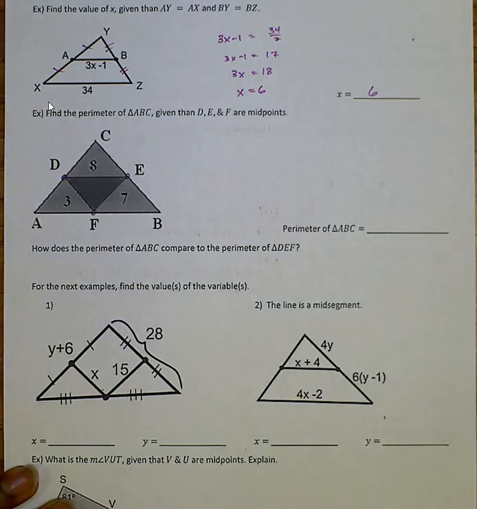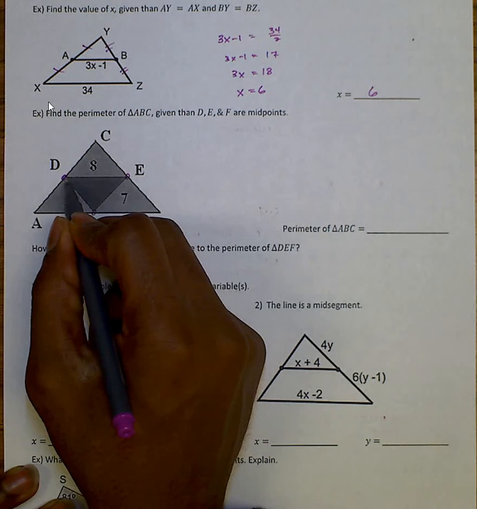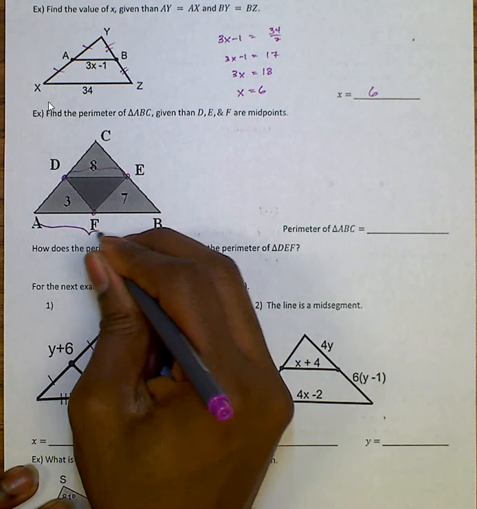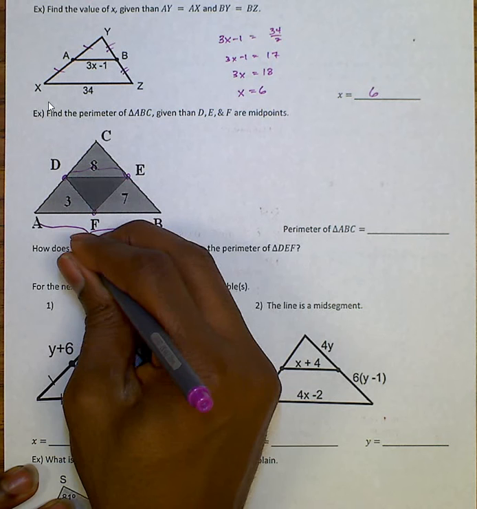But now that allows us to know that we have midsegments. Again, our midsegments are parallel to the third side and half its length. So DE corresponds to the side that it is parallel to. If DE is 8, we know that AB is 16.